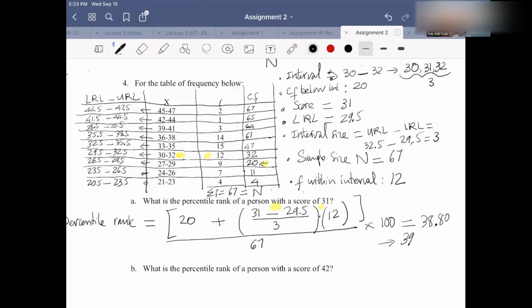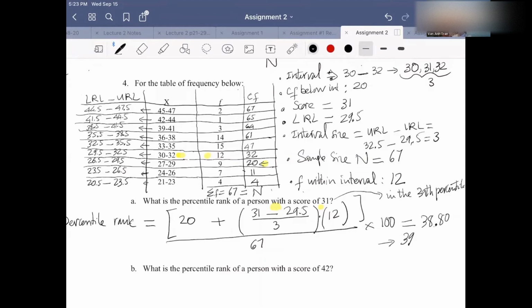So in this case, the score 31 here is in the 39th percentile, okay? Percentile. What does it mean that the score of 31 is in the 39th percentile, everyone?